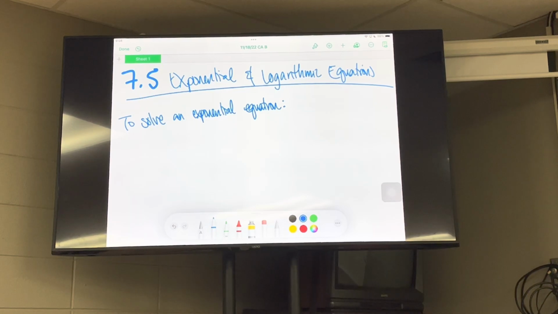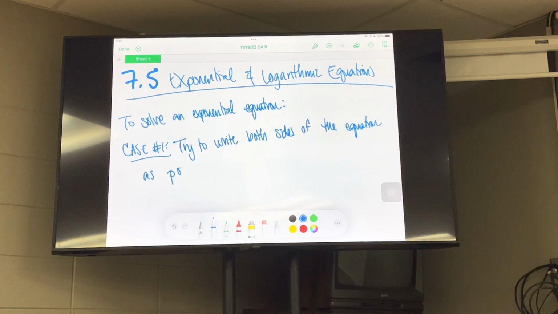there's two different ways that we can solve an exponential equation, and we've already went through one of the ways pretty intensively, and that is getting the same base on both sides. So case one is to try to write both sides of the equation as powers of the same base.